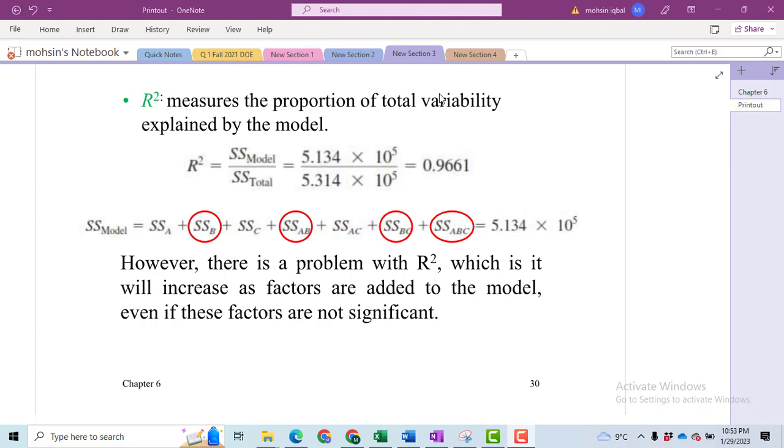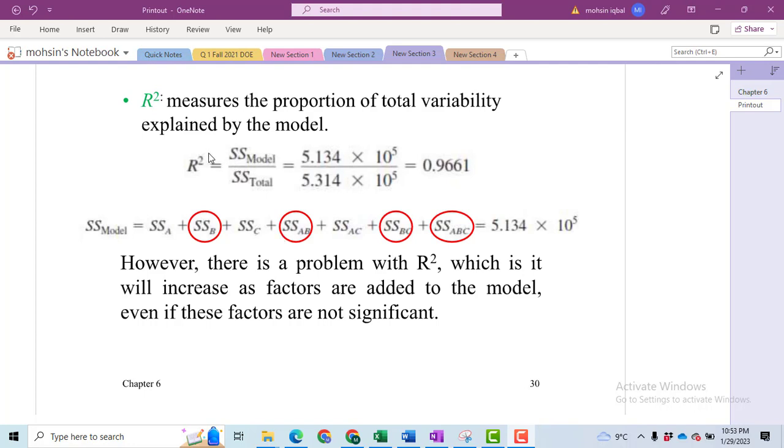I welcome you to the fifth part of my video, in which I will explain R-square, R-square adjusted and R-square predicted. R-square measures the proportion of total variability explained by the model. It means that we have three terms in the model, A, B and C, and this R-square explains how much these three terms have explained the variability in the response variable.